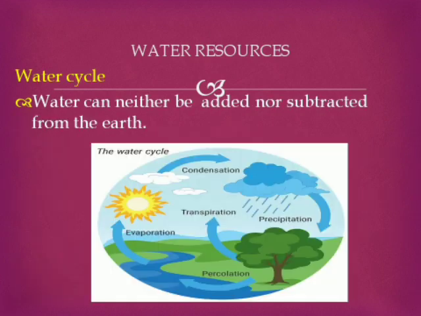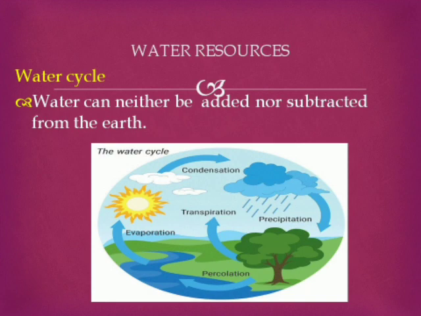See the next slide, children. Water cycle. Yes, water can neither be added nor subtracted from the earth. So you have studied about the water cycle. The water is evaporated and its condensation is done in the clouds. Then again we get the precipitation, rain. So this process will be continued.